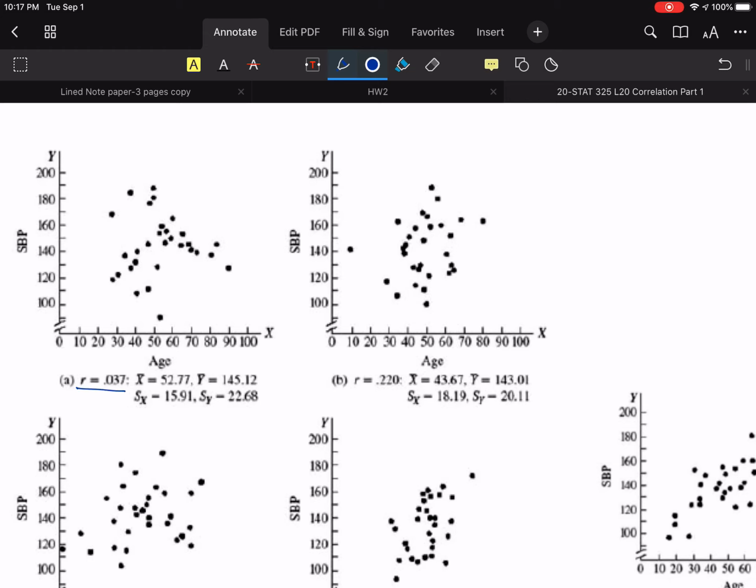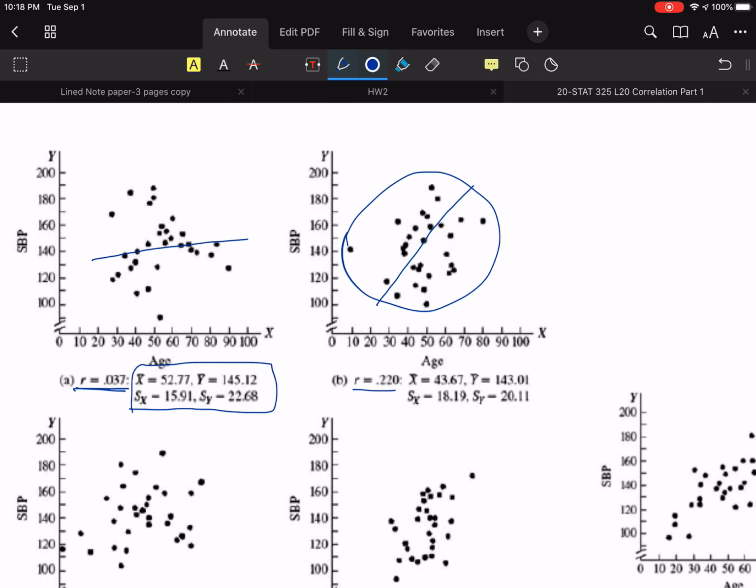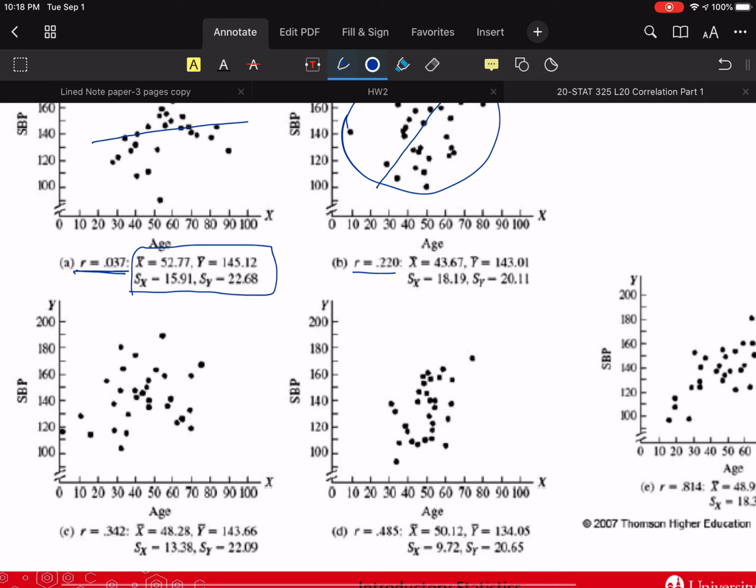Here R is 0.037, very close to 0. And we have the values given here. So you take a look, and there's no line here, but if it's this close to 0, you're going to have a line with very little slope to it. And here R is 0.220, so that means that you can have a positive slope, but notice how spread out the data is from where the line would probably be.